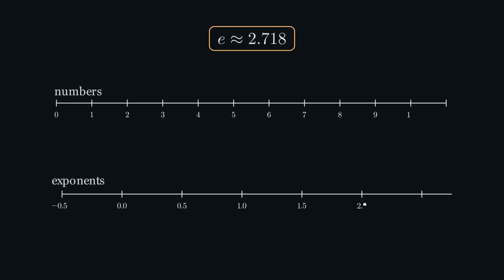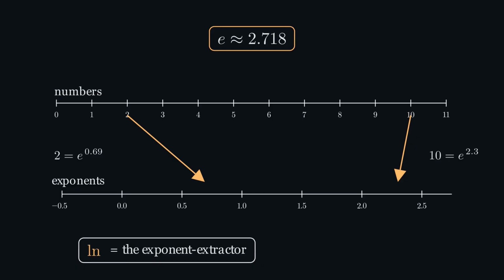There's a special number called e, about 2.718. You can think of it as the natural growth constant, the base that calculus loves. Every positive number can be written as e raised to some exponent. 2, for example, is e raised to roughly 0.69. 10 is e raised to roughly 2.3. The natural logarithm, written ln, is just the exponent extractor. ln of 2 answers one question. e to the what equals 2?